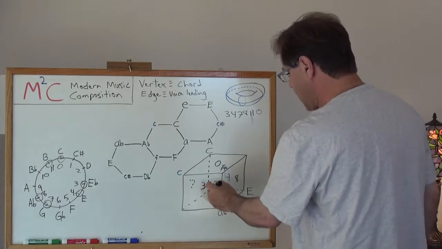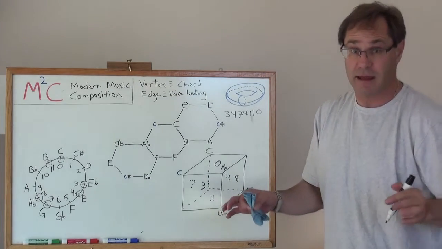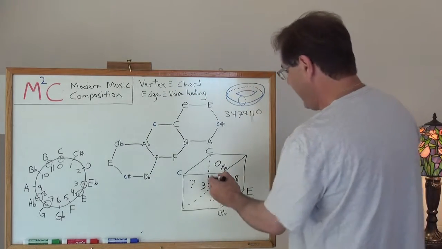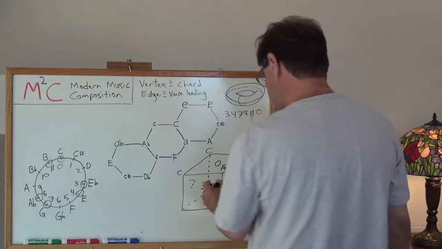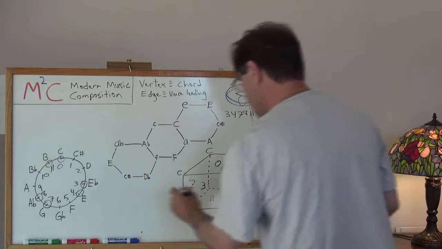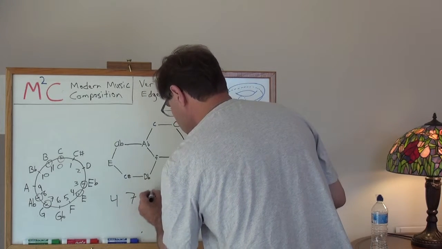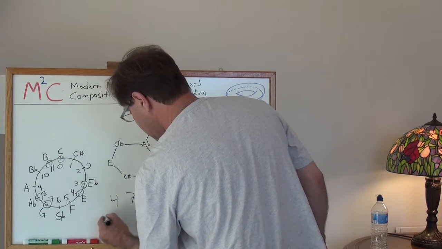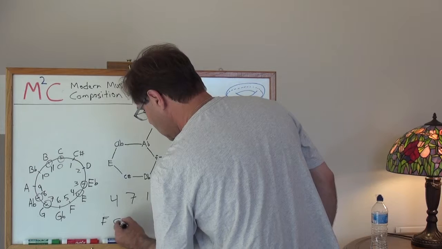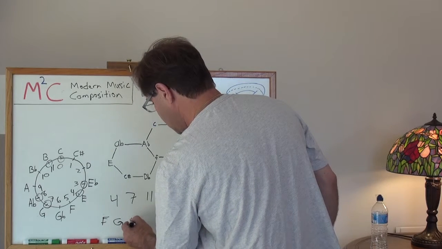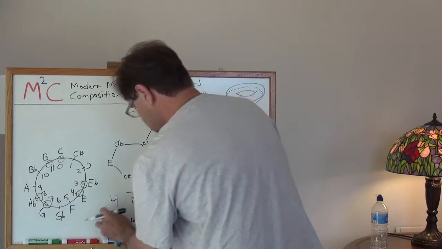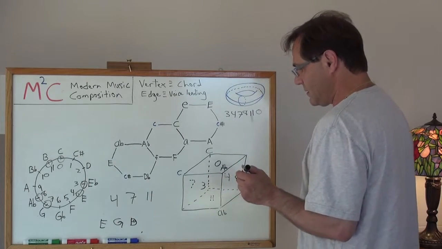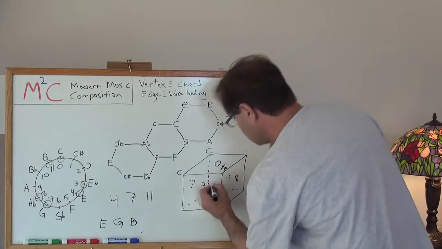Okay, oh, I didn't do this guy back here. Whoops. The one in the way back. Okay, that's why you need to sit in the front of a classroom. You get noticed. All right. 7, 4, and 11. So 4, 7, and 11: E, G, B. It's hard enough to follow, right? That's an E minor triad.